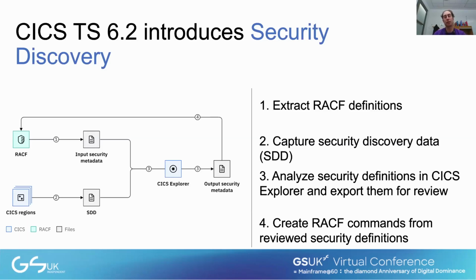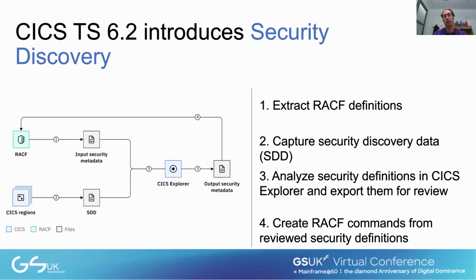Then you can put that into CICS Explorer. So within CICS Explorer, we've got a security discovery perspective, and that allows you to analyze the definitions you've already got, reorganize things, make changes, alter roles, move users around, change permissions, to ultimately come up with a set of transaction access definitions that you're happy with, and come up with a set of roles and users within those roles that you're happy with.